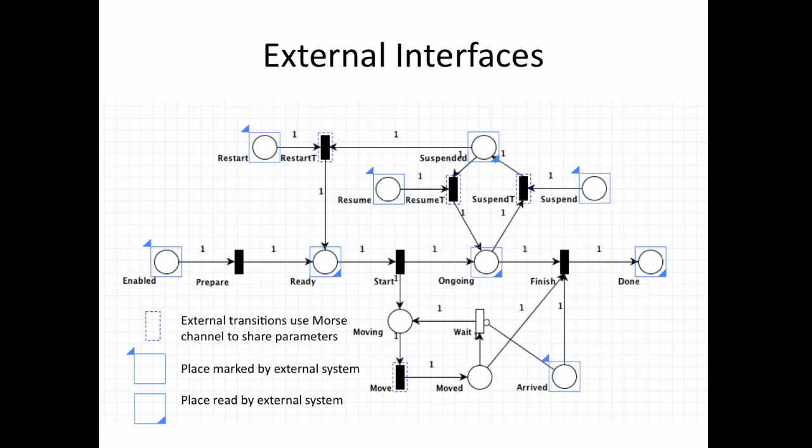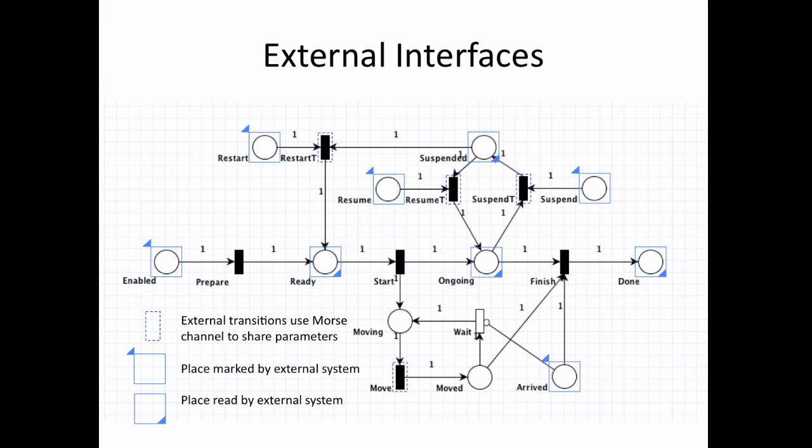The other pair of external interface mechanisms are places that are marked or read, input or output places, to the external system. So these are ways for the external system to control the logic of the Xnet. Places marked by the external system include places like enabled, restart, suspend, and arrived. The first 3 are part of the standard semantics. That's how you tell the Xnet, hey, we're ready to go, or hey, stop what you're doing, or restart what you're doing. These are essentially commands or interrupts into the Xnet. The arrived place is specific to our application here and is the way that Morse tells us that we're at our destination.